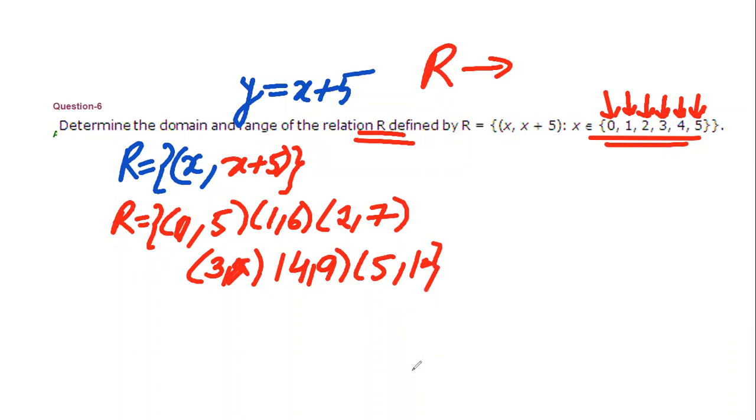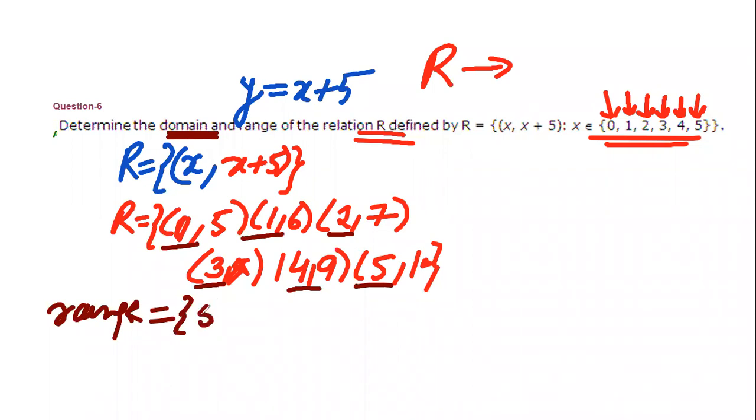Now here, what is the domain? The values of X: 0, 1, 2, 3, 4, 5. Okay. Now next, what is the range in this? 5, 6, 7, 8, 9, 10. Very good. It is 5, 6, 7, 8, 9, and 10. So this is the question. It's very easy.